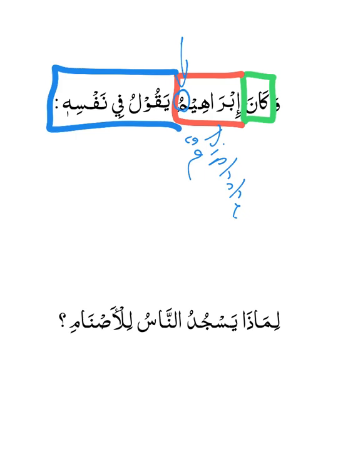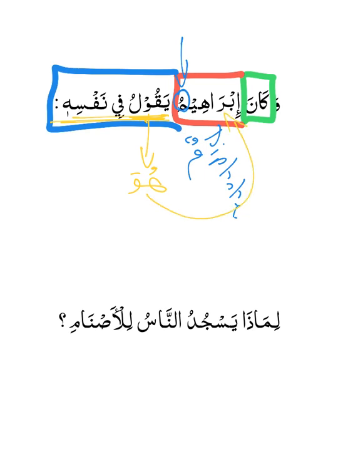Where is the khabar of kana? The khabar of kana is also very straightforward. It's this, yaqulu fi nafsihi. And the khabar is a sentence by itself, jumla fa'liya, because yaqulu is a fa'l. And within that jumla fa'liya, you've got a fa'il, which is huwa, which is pointing to Ibrahim alayhi salam.